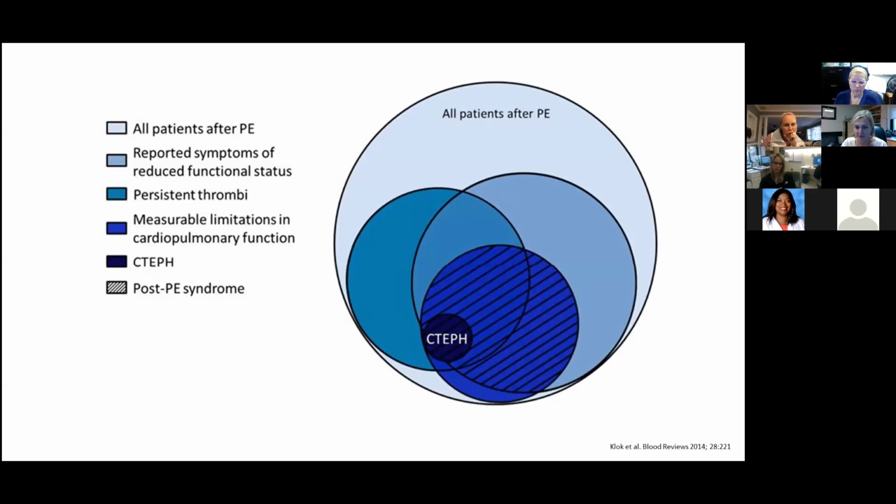In some patients, we do not diagnose any chronic clots or pulmonary hypertension, but if you do a cardiopulmonary stress test, there is definitely measurable limitation in that function. And a lot of patients actually have symptoms without necessarily something that we can account for. So we clearly do not understand this disease very well.